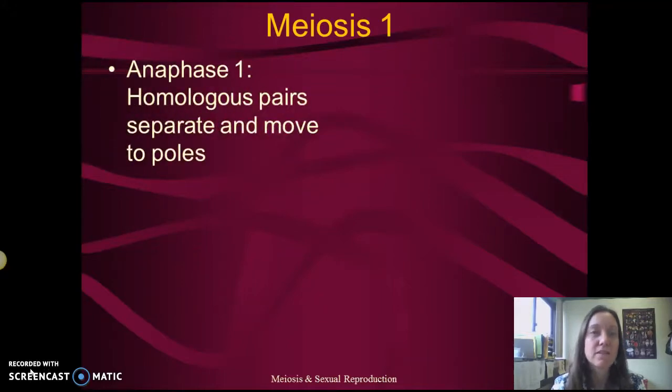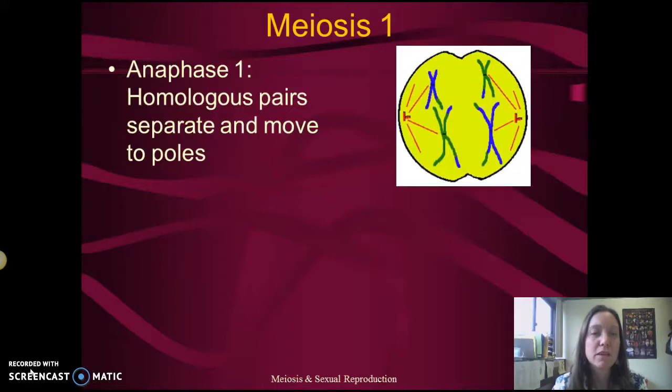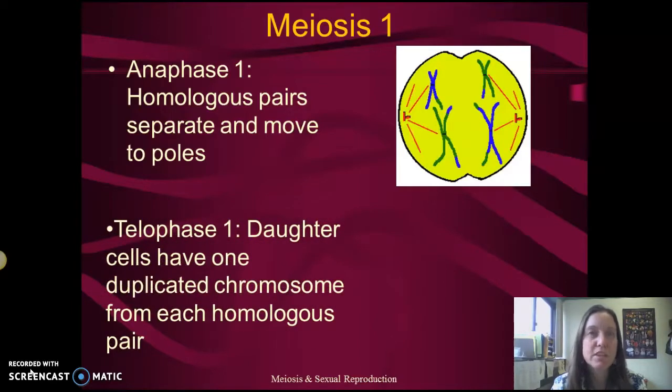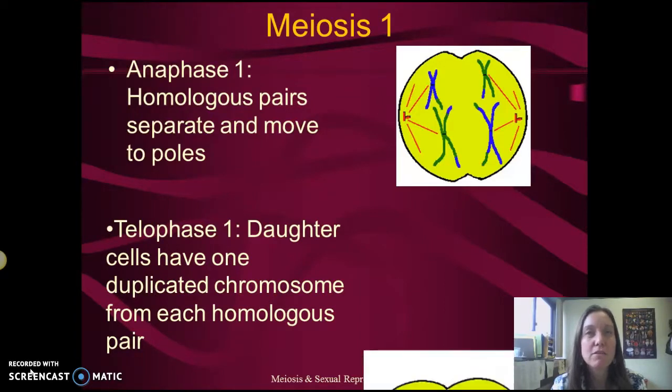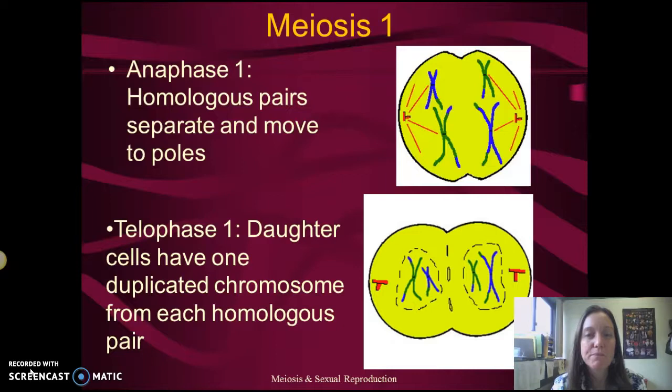Next comes anaphase 1, where homologous pairs separate and move to opposite poles of the cell. Note that the centromeres haven't dissolved. We still have sister chromatids intact, but the homologous pairs have separated. In telophase 1, the daughter cells have one duplicated chromosome from each homologous pair. This cell will split in two at this point.